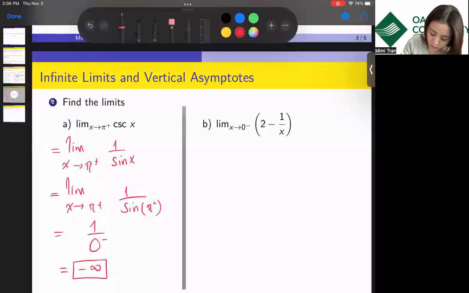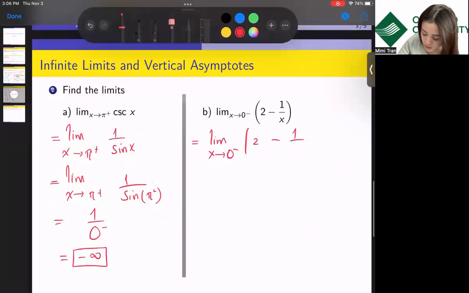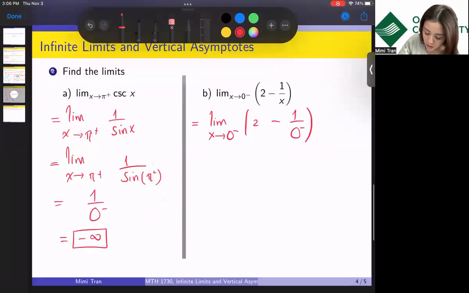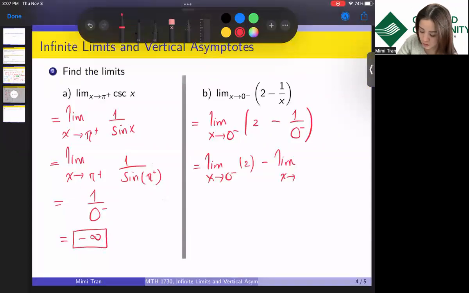The first thing I do when I evaluate a limit is plug it in. Limit as x approaches 0 from the left of 2 minus 1 over x. The limit of a difference is the difference of two limits. So the limit as x approaches 0 from the left of 2, minus the limit as x approaches 0 from the left of 1 over x.